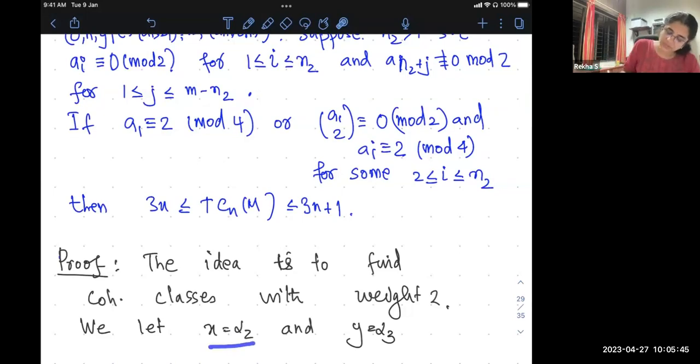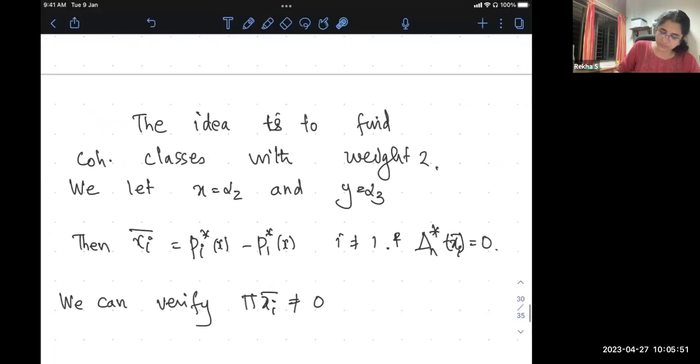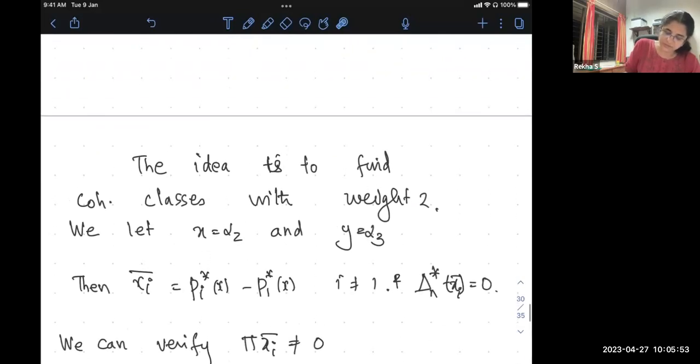So we take alpha 2 and alpha 3, and with these assumptions, what we are able to say is that if we take xi to be p_i star x minus p_1 star x, where i is not equal to 1, then this will be a zero divisor in this sense. And one can check that, so it is clear that this should be a zero divisor because the projection is the same onto both these elements.